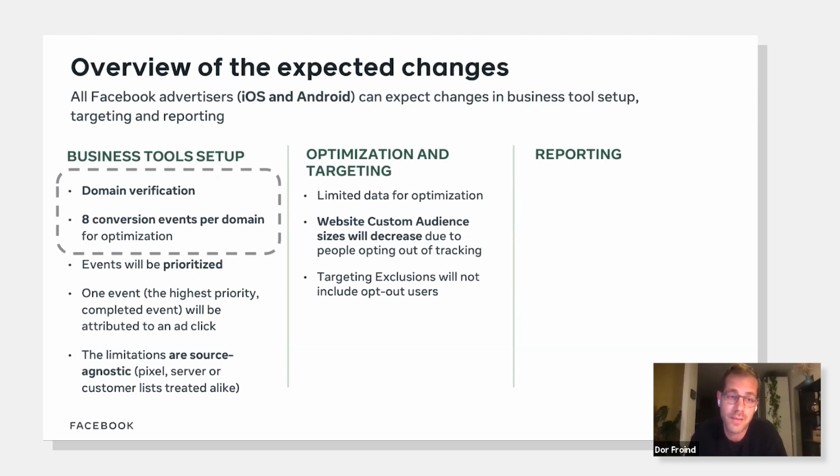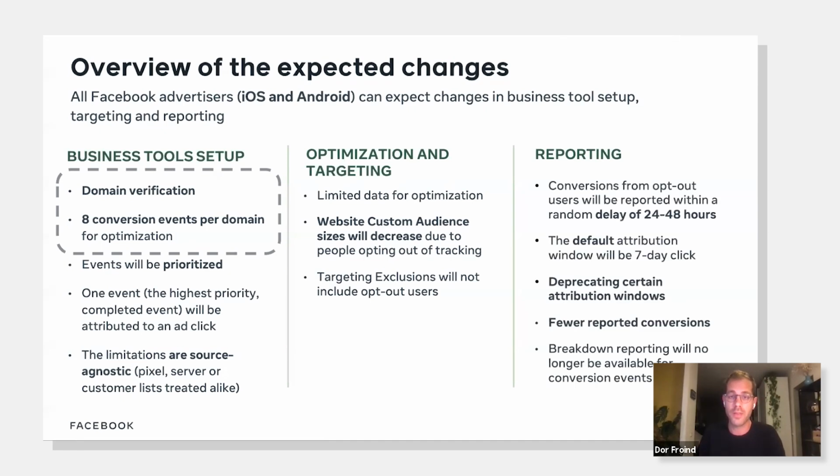So you could expect those users to be part of your campaign. Okay, so in terms of optimization, our algorithm will receive and rely on a lower amount of data, and thus the first stage will be less effective. And in terms of audiences, retargeting and custom audiences will decrease over time, and the targeting exclusion capabilities will not be as accurate as before.